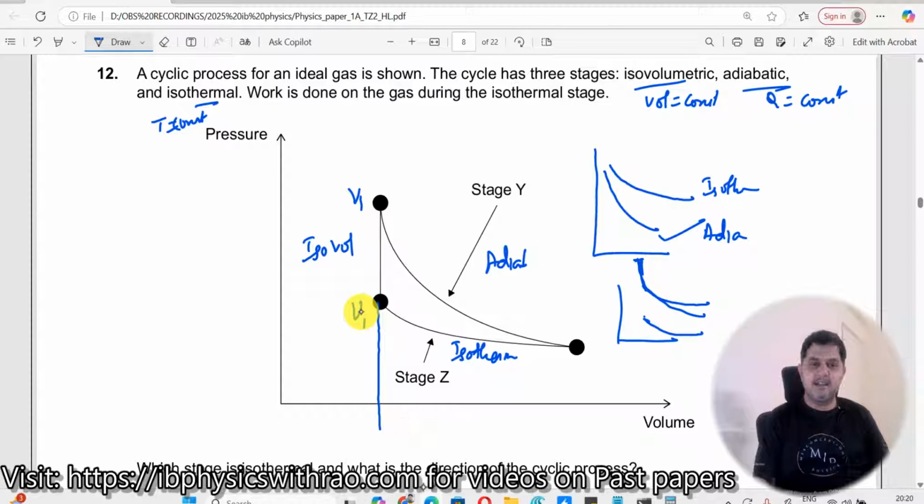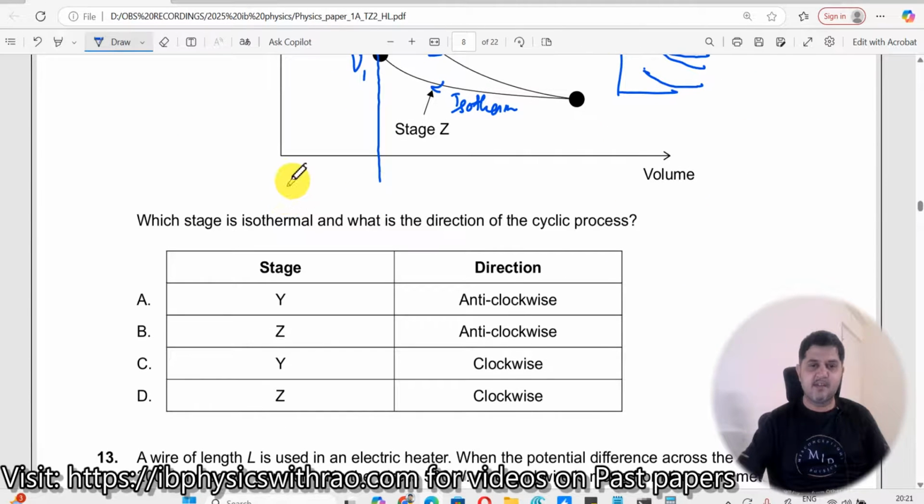Okay. And then he's also asking you the direction of the cyclic process. Okay, so the direction of the cyclic process is always in this direction. So initially you see there's a volume expansion, pressure decreasing. Okay, volume expansion, pressure decreasing, and then you get once again volume compression, pressure increasing, and after that, volume remains constant and pressure increasing. Okay, so now let us look at this.